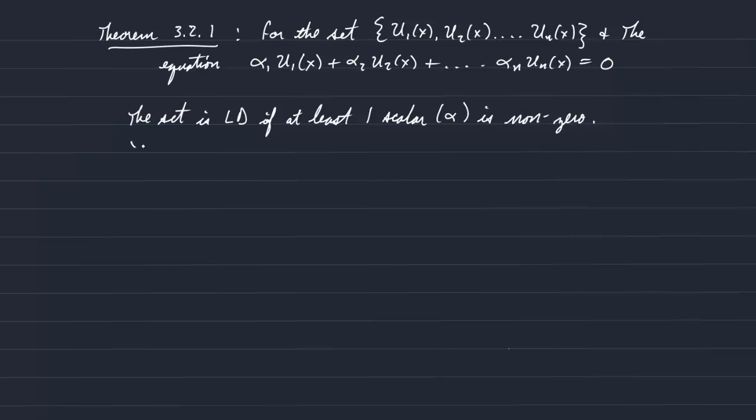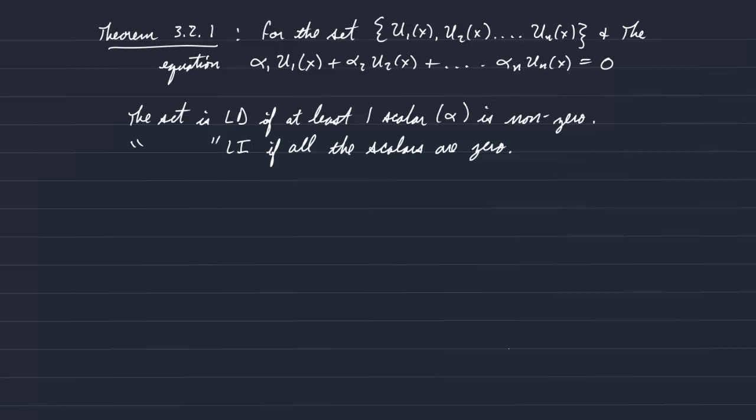In contrast, the set is linearly independent if all the scalars are 0. That is to say, it's linearly independent if the only way to make the left-hand side 0 is to multiply these functions by all zeros.